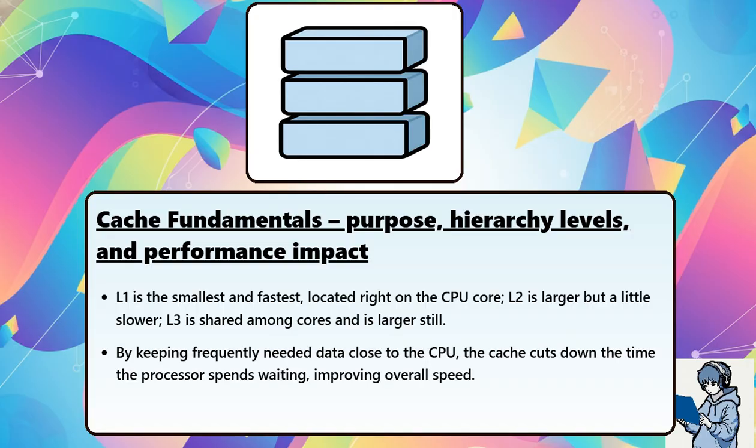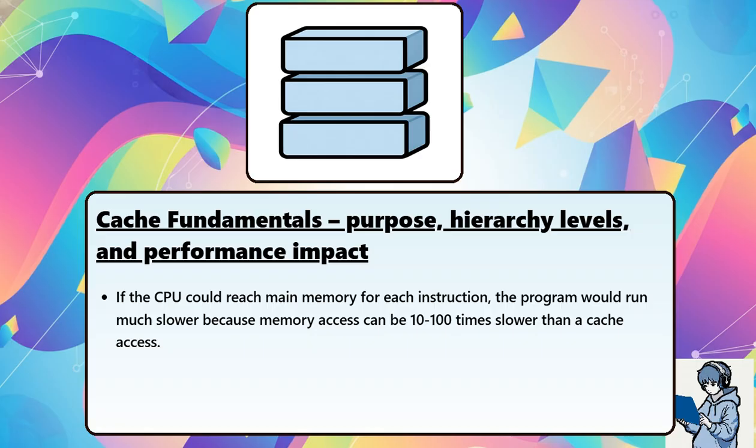By keeping frequently needed data close to the CPU, the cache cuts down the time the processor spends waiting, improving overall speed. If the CPU had to reach main memory for each instruction, the program would run much slower, because memory access can be 10 to 100 times slower than a cache access.